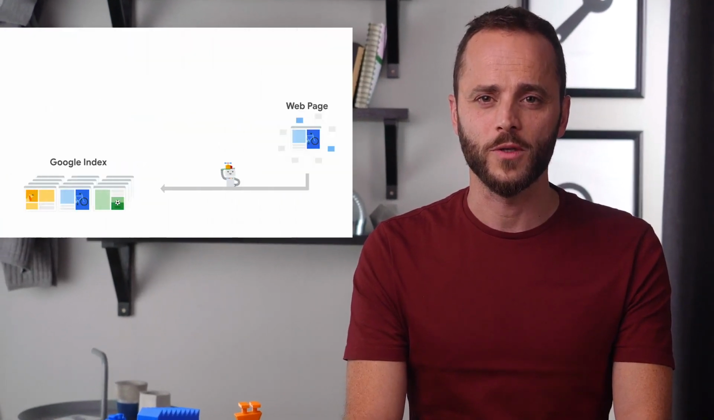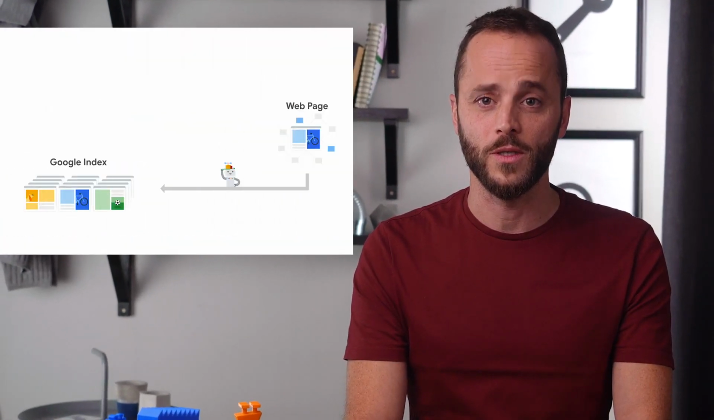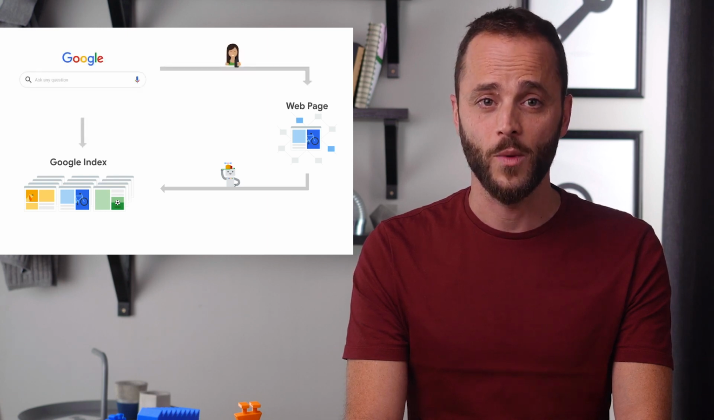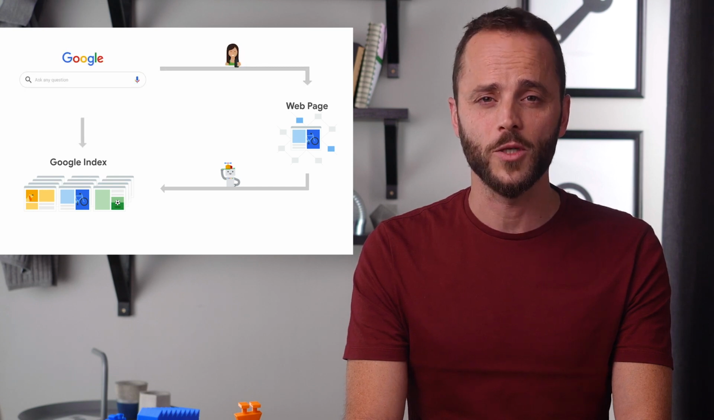Crawling is the process by which Googlebot discovers new and updated pages to be added to the Google index. Googlebot processes each of the pages it crawls in order to compile a massive index of all the words it sees and their location on each page. When a user enters a query, Google machines search the index for matching pages and return the results we believe are the most relevant to the user.